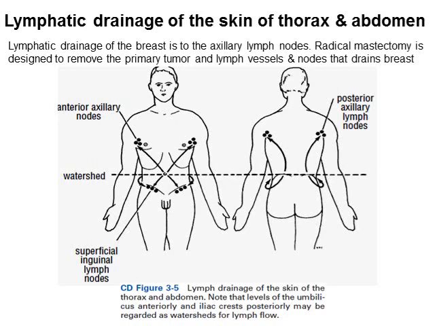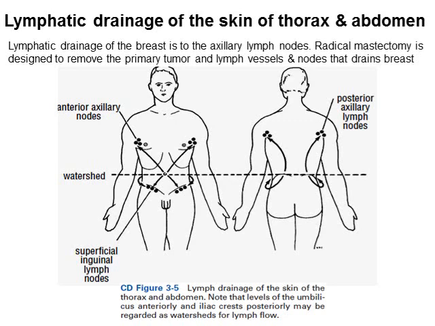And the lymphatic drainage of the breast is going to the axillary lymph node. In the operation called radical mastectomy, radical means that it removes everything that is affected. So it removes the primary tumor in the breast and also removes the lymph vessels and the lymph nodes that drain the breast. There is an important line here which is called the watershed line or level.